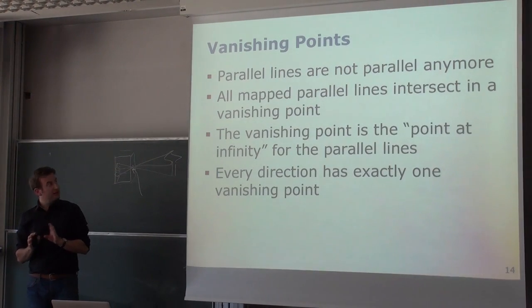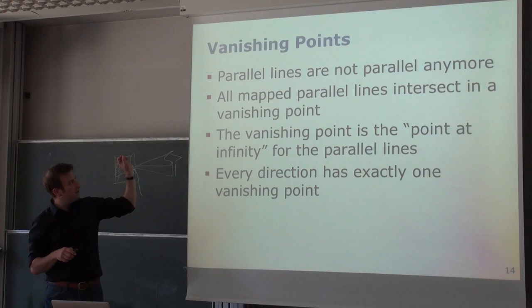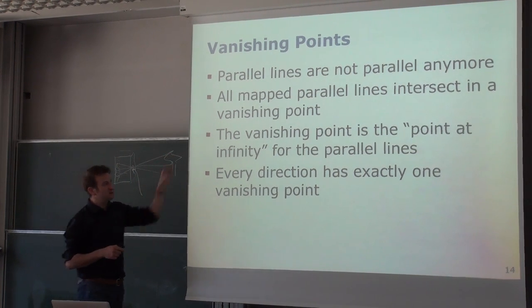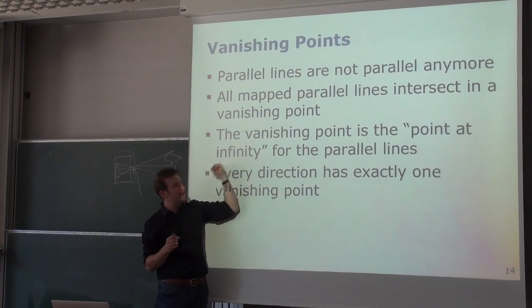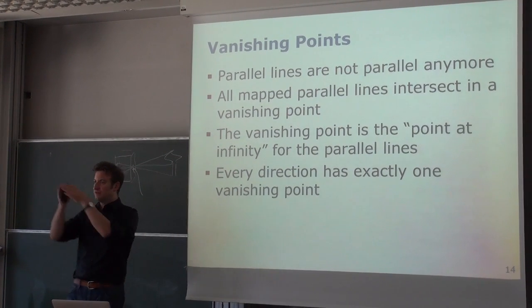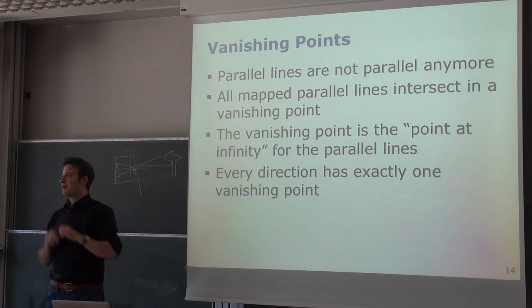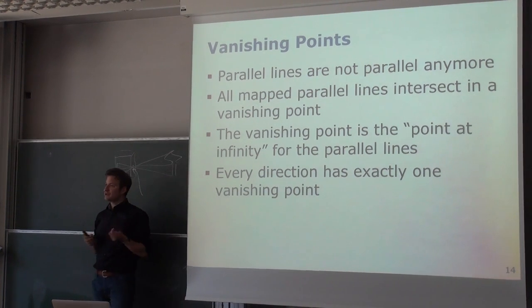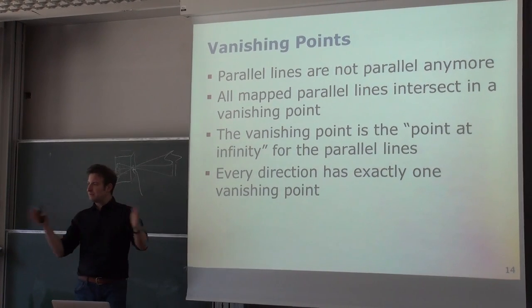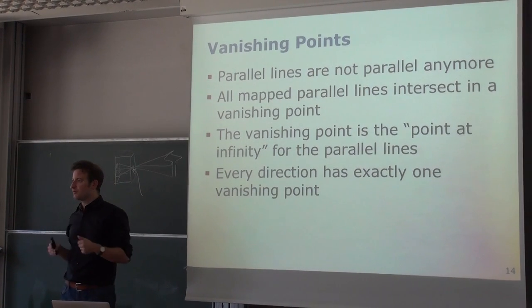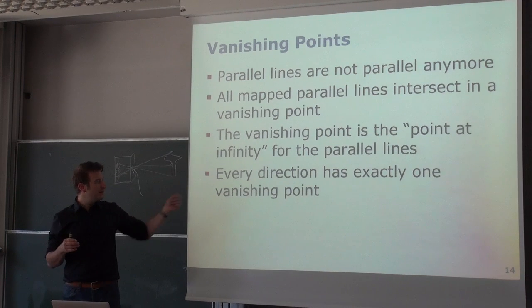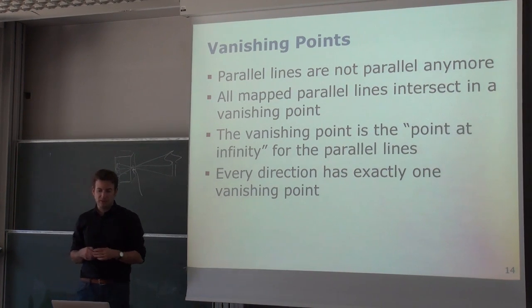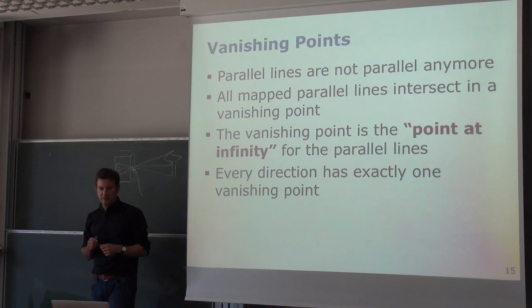So basically everything is set: all parallel lines which are mapped intersect at the vanishing point, and the vanishing point can also be described as a point at infinity. So it's infinitely far away, and there my parallel lines actually intersect. And if I have two or multiple parallel lines with a different orientation, looking into a different direction, then they have a different vanishing point. For one direction, I get exactly one vanishing point. And the key thing is these points at infinity.